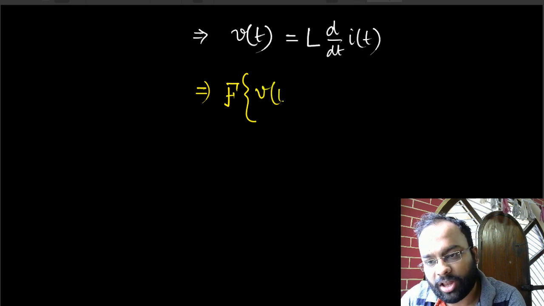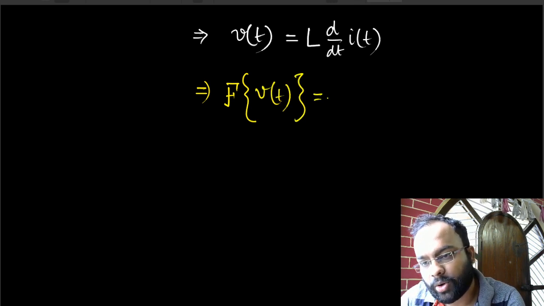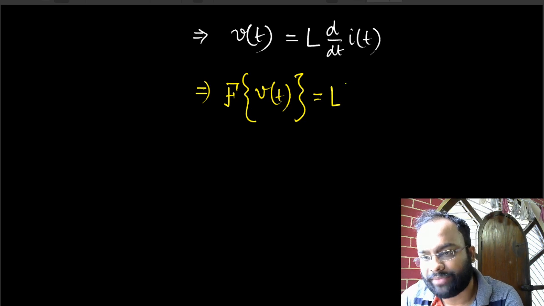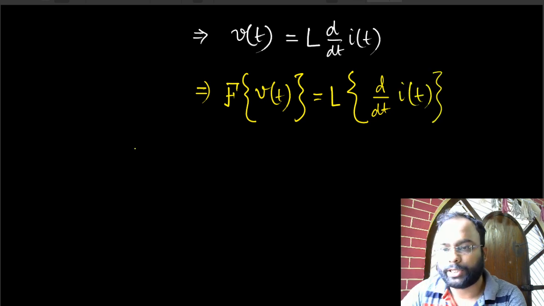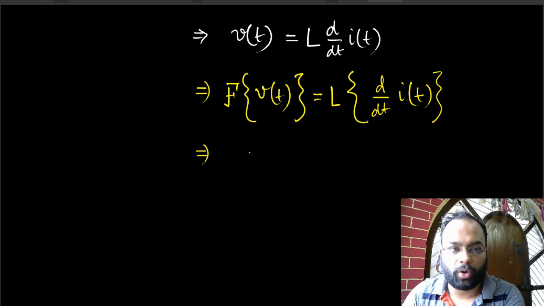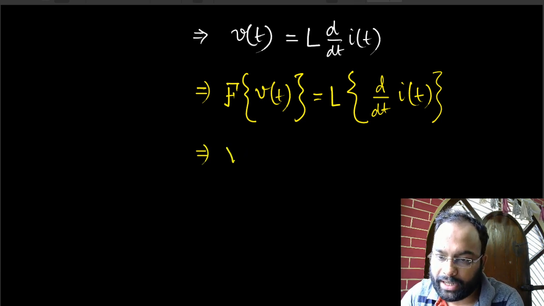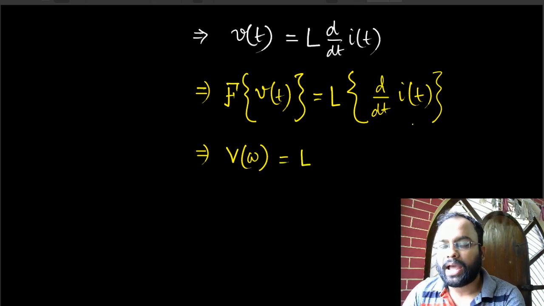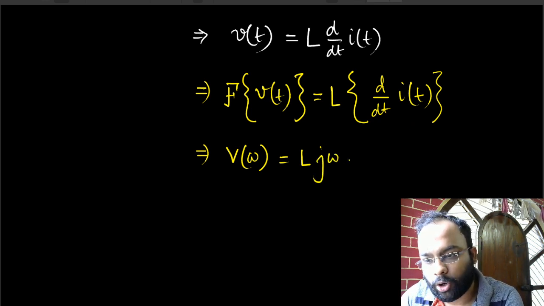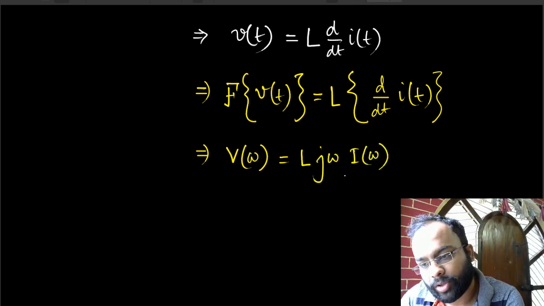So apply the Fourier transform on both sides. L is just a constant scaling factor, and since the Fourier transform is linear, the scaling happens without any issue, right? Again, we know that the Fourier transform of this is V(ω), and this is L, and the Fourier transform of i is I(ω). So the Fourier transform of the derivative is jω I(ω), right?